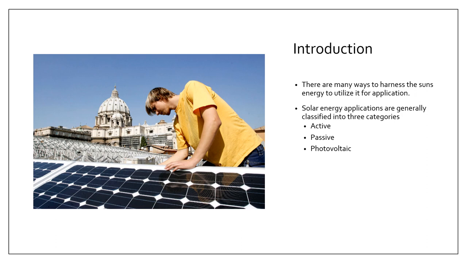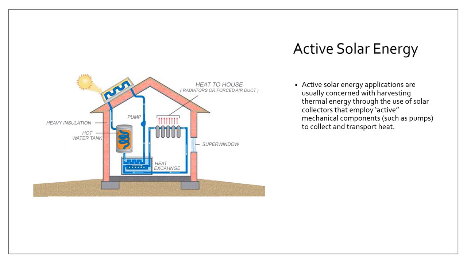So solar energy applications are, generally, classified into active, passive, and then photovoltaic, okay? These are just the approaches in the application when we design the system. So actively harnessing the solar energy. Active applications are usually concerned with harvesting heat energy, okay, heat energy. And we use the solar collectors. So that's just a part in the system.